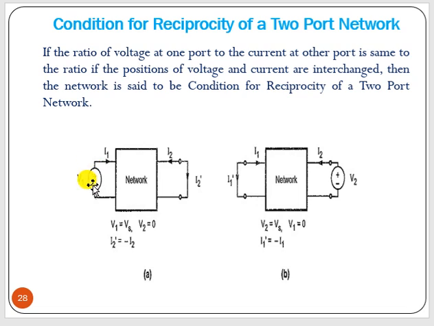That means suppose we have applied a voltage source at the input side, short circuiting the output, so we get a current response. Now you find out Vs by I2, what is the value? And now after exchanging the voltage source, I mean the voltage source at the output port, V2, and the current flowing is I1 dash, the ratio is Vs by I1 dash. If both are equal, then that is the condition for reciprocity.